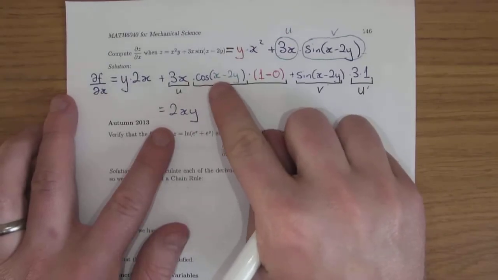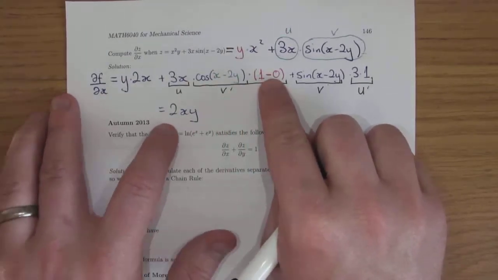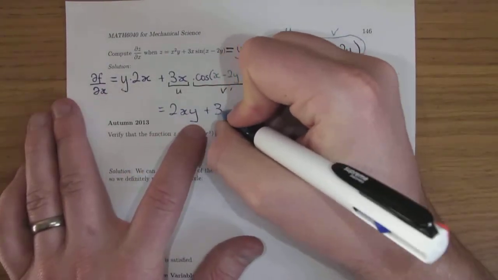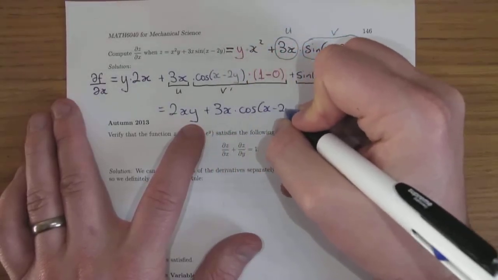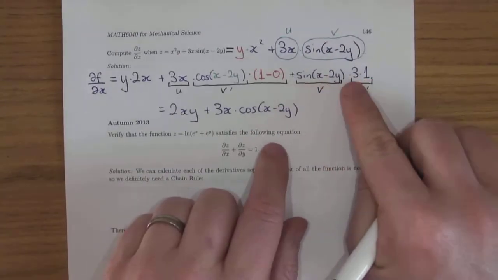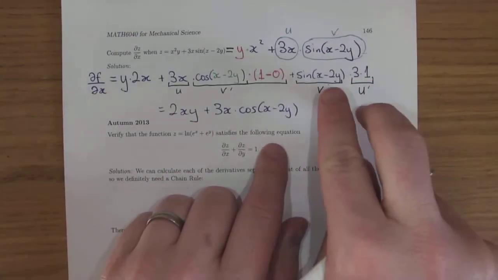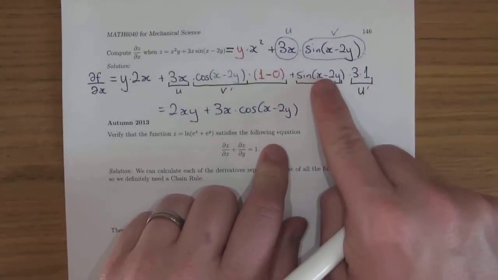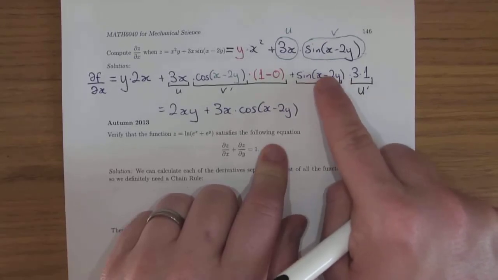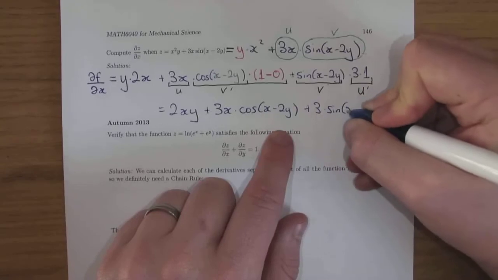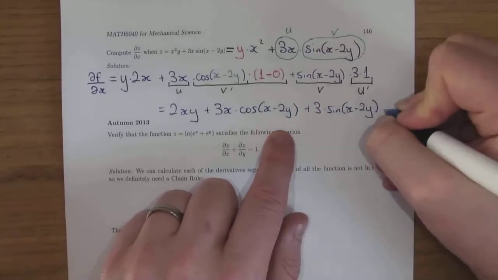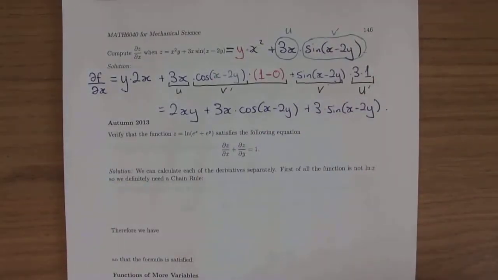Now this is cos of x minus 2y by 1, which is just cos of x minus 2y. So we have plus 3x times cos of x minus 2y. And sine of 3 by 1 is 3. What we'll do is swap these around in case somebody thinks these things are multiplied by 3, and they're not. So plus 3 times sine of x minus 2y. Done.